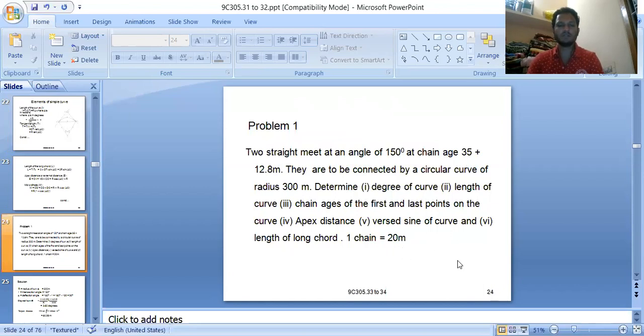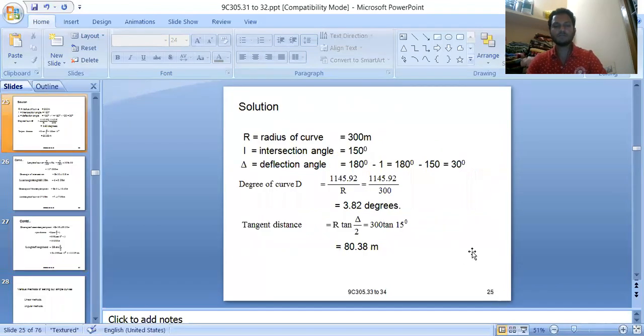Here they have given 35 plus 12.8 meters. It means 35 chains plus 12.8 meters. One chain length is 20 meters. Therefore, 35 chains length will be 35 into 20 meters. Then we have to add this 12.8 meters to that to get the actual chainage. It is denoted by 35 plus 12.8 meters. Radius of the curve is 300 meters given. Intersection angle is 150 degrees. Deflection angle is 180 minus 150 degrees, so we will get 30 degrees.